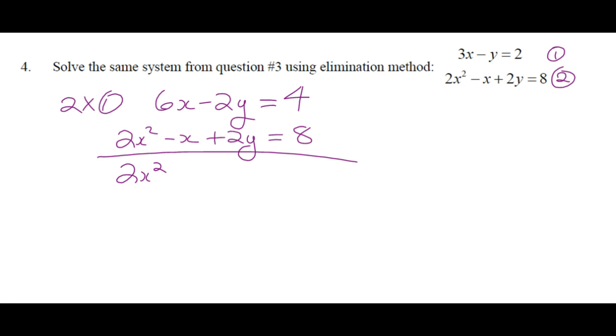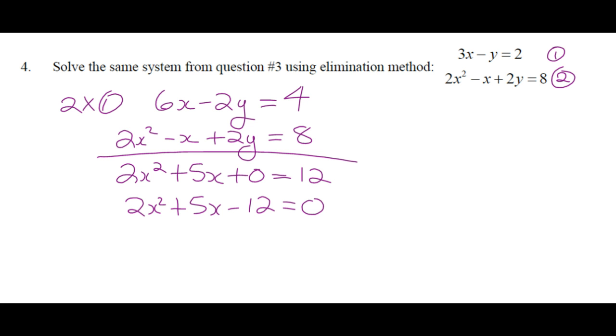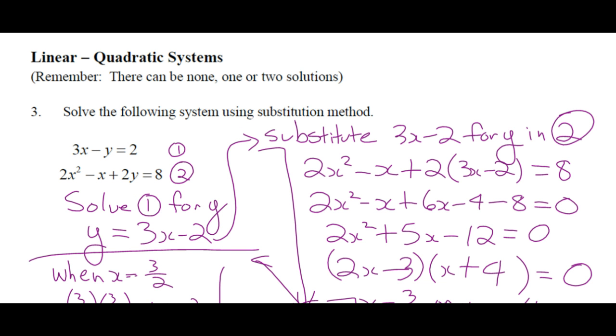There has to be an x squared, right? Because there has to be 2 solutions. We already know there's 2 solutions. Initially, we maybe did not know that, but now we know there are. All right, so what's 6x plus negative x? Plus 5x plus 0 equals 12. So 2x squared plus 5x minus 12 is 0. Okay, we end up with that.